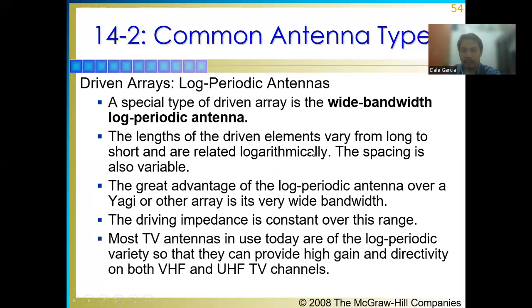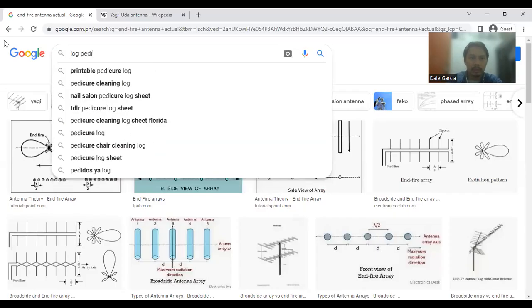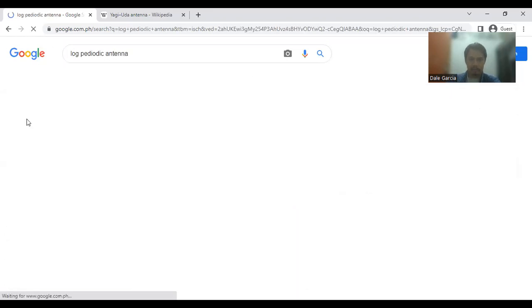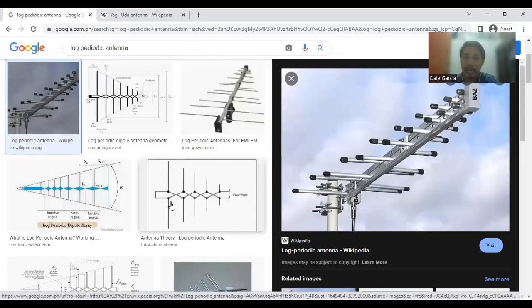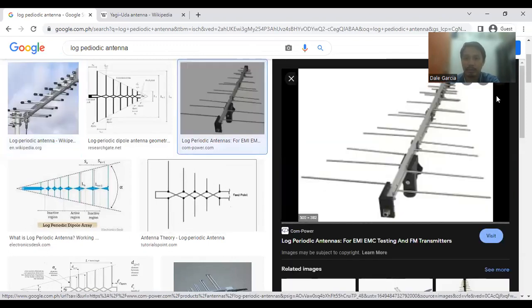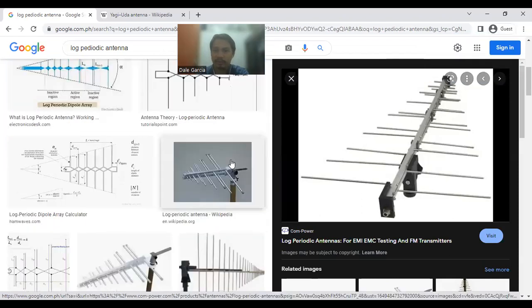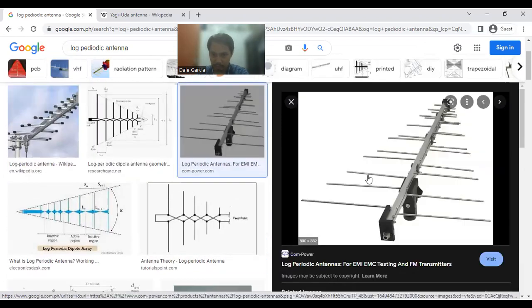The log periodic is also similar to the Yagi in appearance. It just has more parasitic elements. Just like this one, for TV you will see this kind of antenna. Okay, so this is a log periodic antenna.